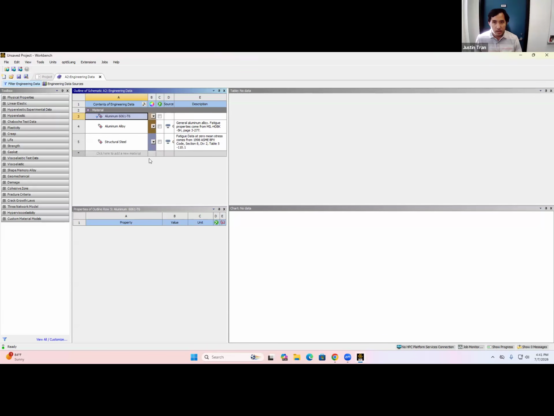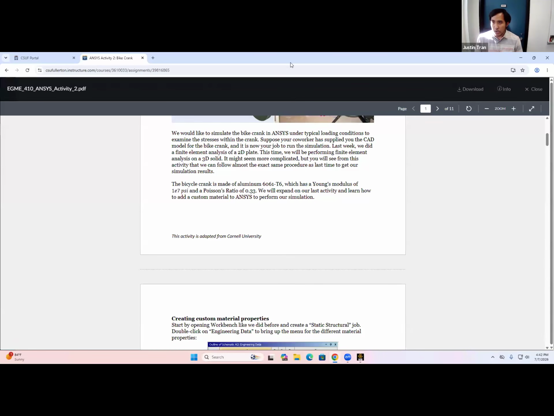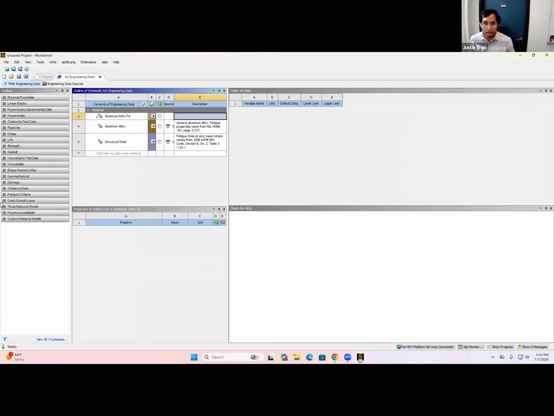Okay. So now we have this new material that we've just created here, but we haven't added any material properties. Okay. You go back to our project specifications, you can see that this aluminum 6061 is going to have a Young's modulus of 1 times 10 to the 7th psi and a Poisson's ratio of 0.3. Okay. So we need to add those properties to our new material here. Okay. So to add properties to a material, you're going to go to the toolbox that's on the left-hand side here. Okay. And there's a lot of different material properties that you can add.